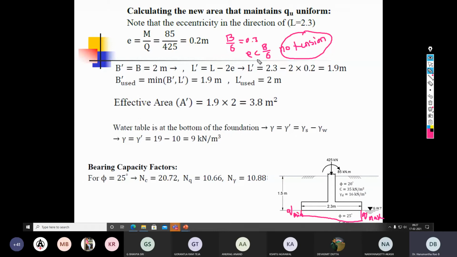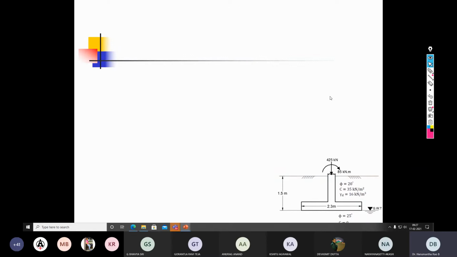Now as you are asking, suppose if e is greater than B by 6, this Q minimum will become less than 0. That becomes a negative value. So that indicates that there is a separation of footing from the soil. That means it is compressed more in this direction and lifted up in this direction. We will calculate Q max and Q minimum also, no problem.